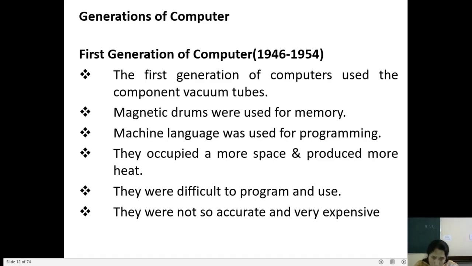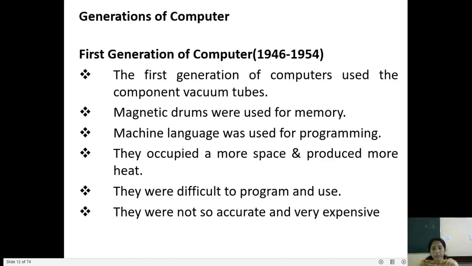It was introduced by the IBM company. What technology did they use? They used vacuum tubes to build the computers. And you know, the vacuum tube is built on the principle of the cathode ray tube, which consumes a lot of energy and produces heat. And here for memory they used magnetic drum, and the programming language they used was machine language.